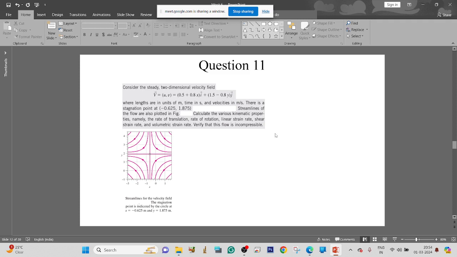Ma'am, the flow is incompressible, and getting linear strain rates along x as 0.8, correct. Along y minus 0.8, correct. And shear strain rate I got 0. Yeah, correct. And volumetric? 0. Okay, fine. I have to check this translation and get back to you.